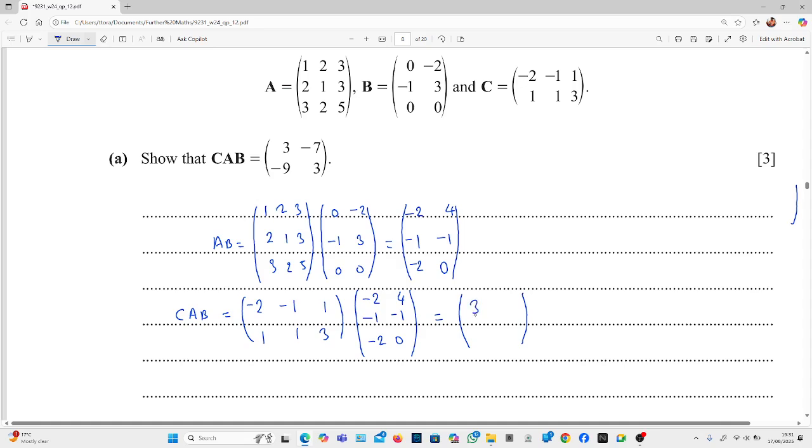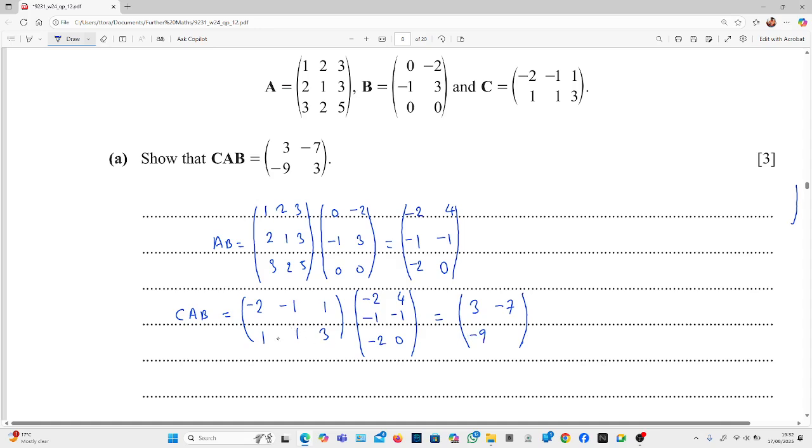is 3. Then we've got -2 times 4 is -8, -2 times -1 times -1 is plus 1, -8 plus 1 is -7, 1 times 0 is 0, 0 plus -7 is -7. Then we've got 1 times -2 is -2, 1 times -1 is -1, 3 times -2 is -6, -2 -1 -6 is -9.